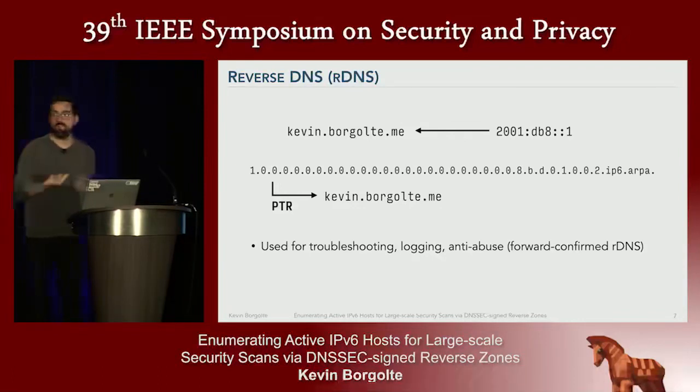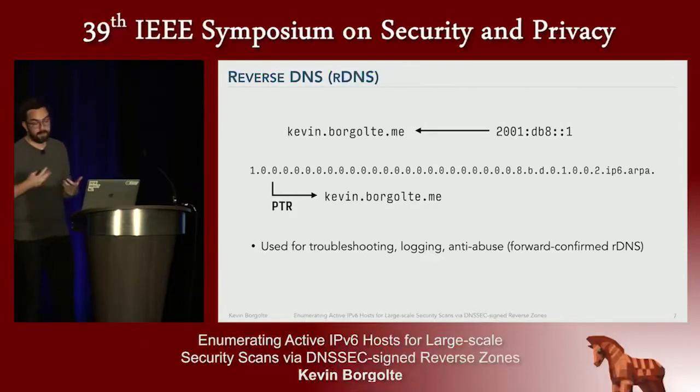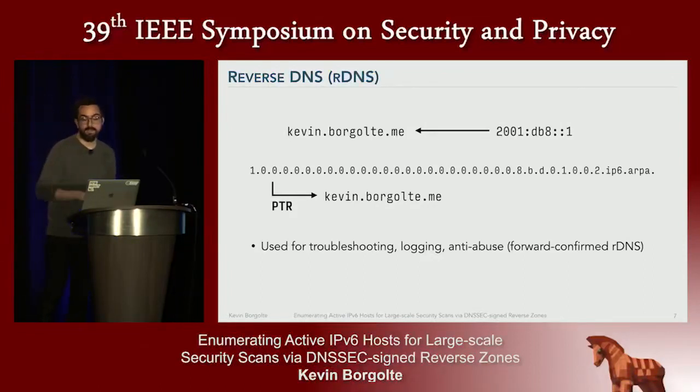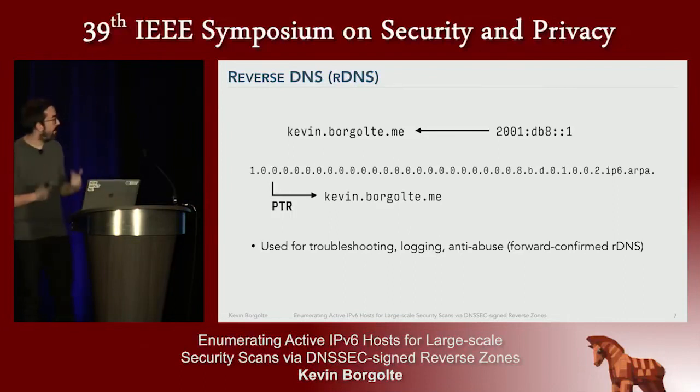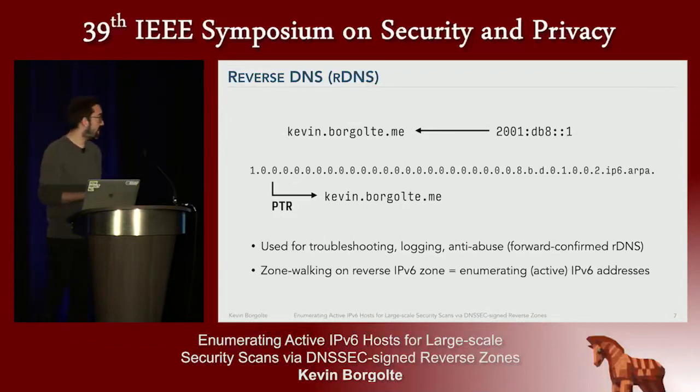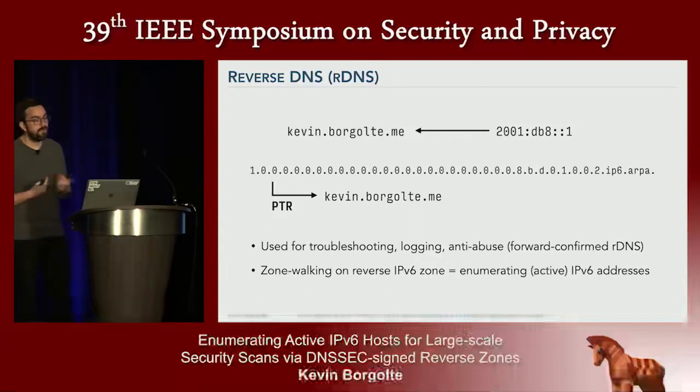Then, of course, you have the standard use case of anti-abuse, which means forward-confirmed reverse DNS, so that, for example, a mail server knows that they're actually supposed to send emails from a specific domain. But knowing how the reverse DNS zone for IPv6 is organized, we can understand that if we can do a zone walking attack on the reverse IPv6 zone, then we can use this to enumerate IPv6 addresses that are not necessarily active, but at least allocated, and somebody went through the pain of setting up reverse DNS for them.